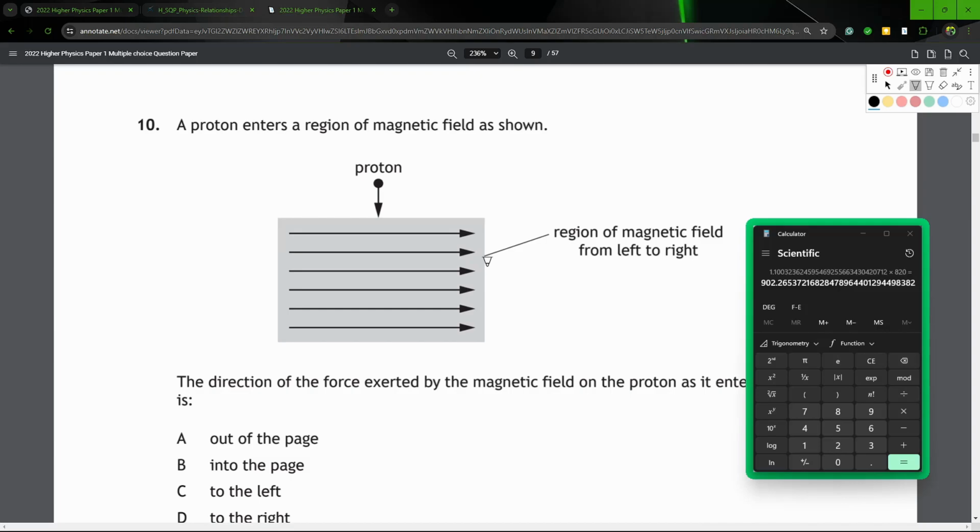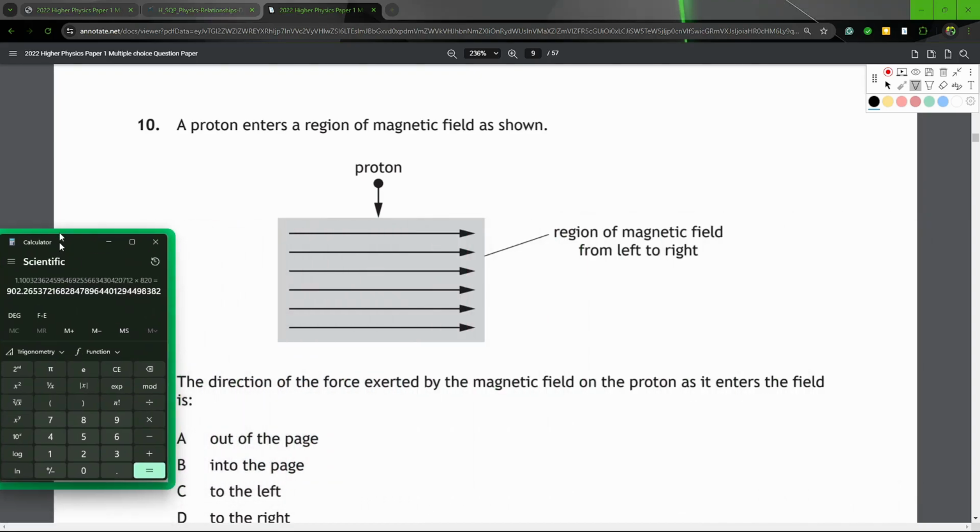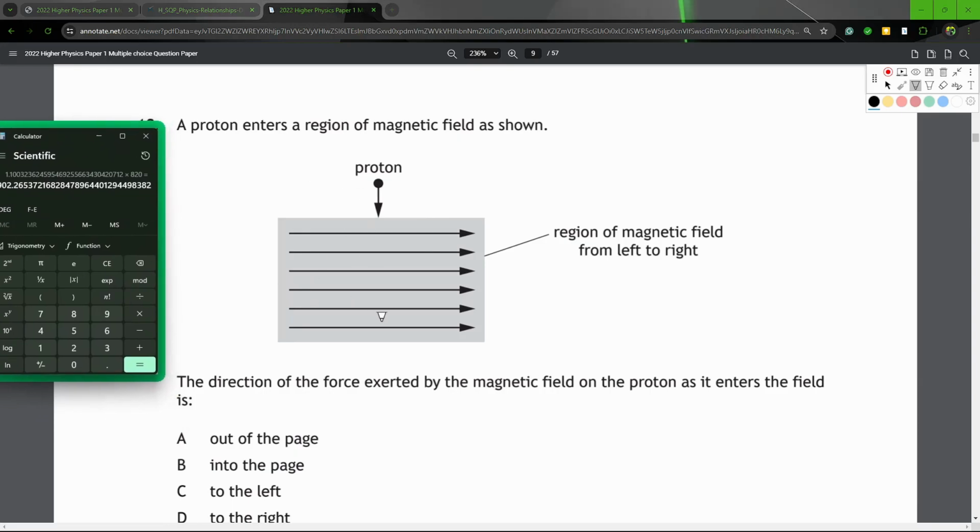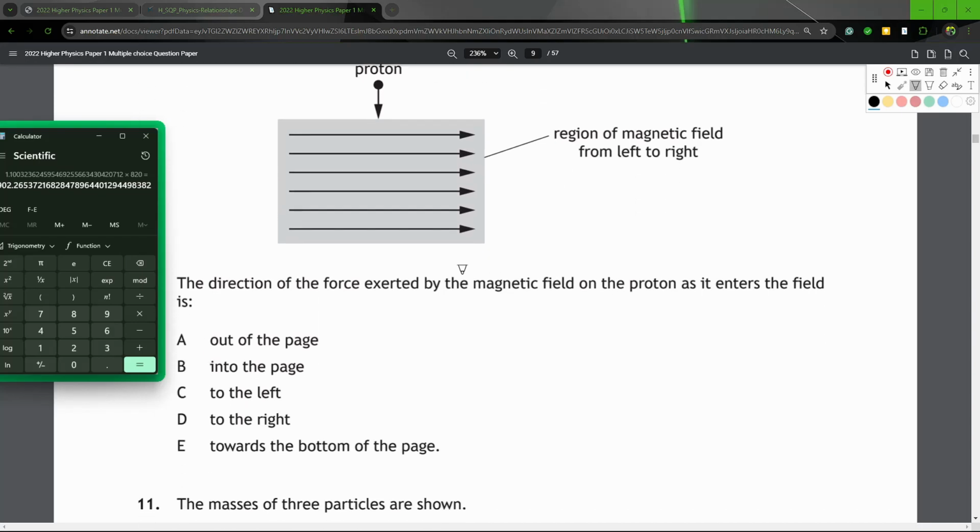A proton enters a region of magnetic field as shown, and unfortunately, this is going to be slightly difficult to show you in real life because this is using the right and left hand rules. The direction of force exerted on the proton as it enters the magnetic field is what? So you're going to position out your hand.